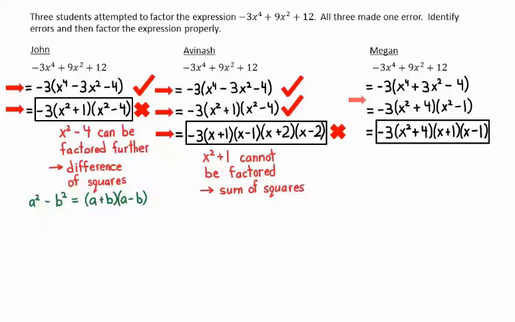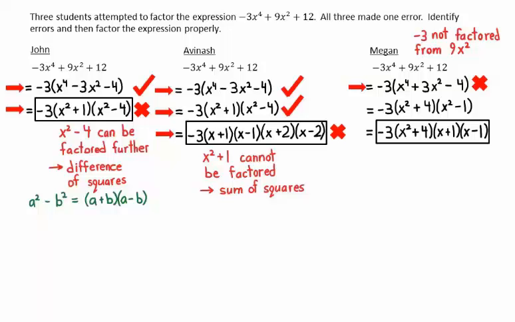For Megan, her first step, she factored the negative 3 out. However, if you take a close look, the negative 3 was not factored out of the 9x squared. If it was, we should have a negative 3x squared instead of a positive 3x squared. So her mistake was made in her first step.